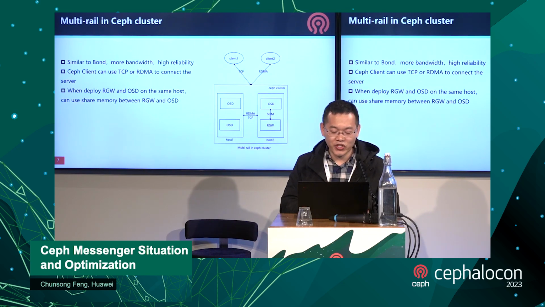As we mentioned the shortcoming before, the Ceph client can use TCP or RDMA stack to connect to the server. There is no limit to the Ceph client. And we can use shared memory to get better performance when deploying the RGW and the OSD on the same host. It is for the performance.